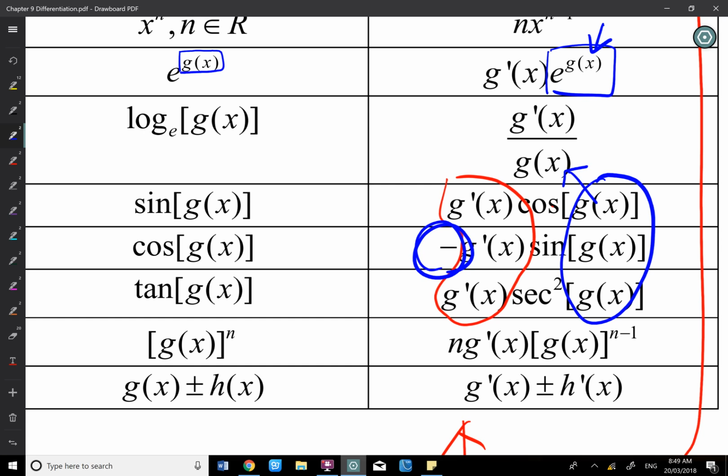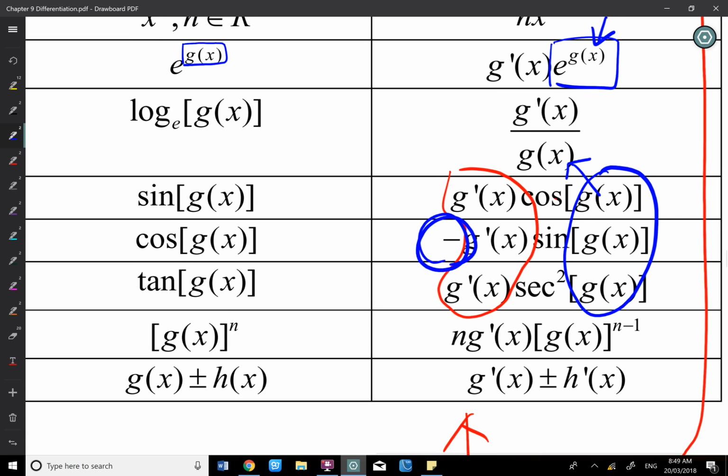So sine will become cosine. We derive the inside, make it g dash x, and sine becomes cosine. So it's g dash x cosine g x. Cosine g x, we derive the inside, so g dash x, and cosine becomes negative sine. So it becomes negative g dash x sine g x. And then tangent is a little bit special, so it becomes secant squared. That's the only one that becomes secant squared. So it's g dash x secant squared g x. Okay, so that's the 5 new rules. So I think we can just remember this lesson.